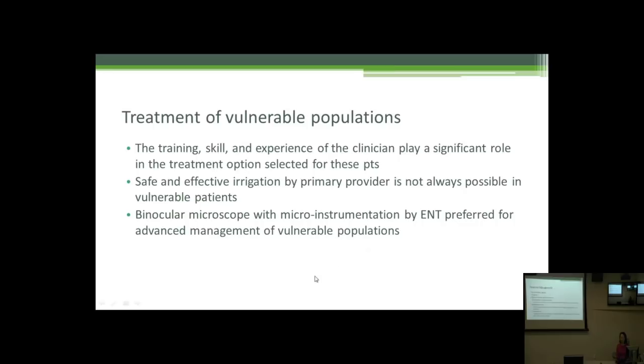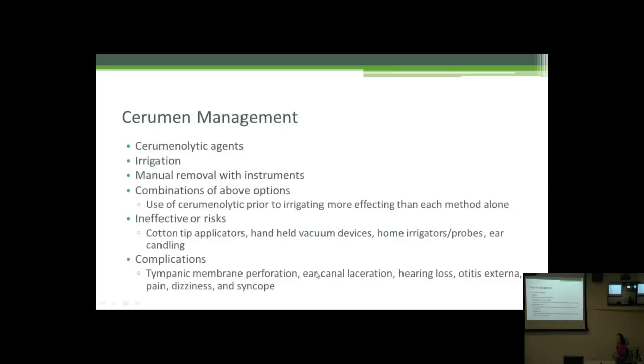Yes? When you say about not using water, so if we do irrigate them in our practice, what type of solution do you recommend using? Typically just water. Just water? Yeah. Okay. But again, there are certain patients that you really shouldn't be doing that, which are those patients I was just discussing. You just don't want to use any moisture in the ear.